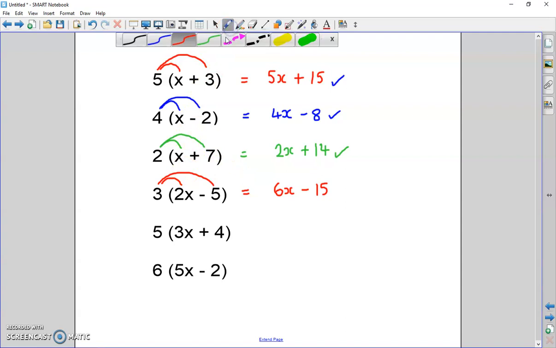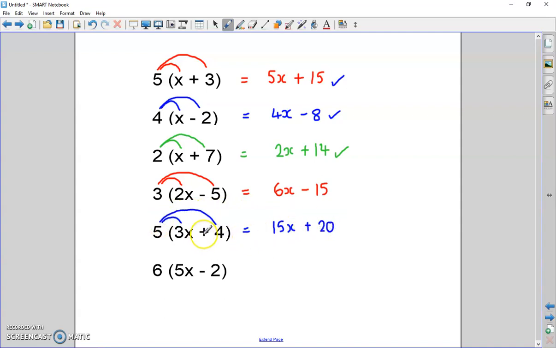Then we've got 5 lots of 3x. 5 times 3 is 15, so 5 lots of 3x is 15x. 5 lots of 4 is 20, and it's plus 4, so it's plus 20 there. And then the last one for this little set, 6 times 5x, 6 lots of 5 are 30, so 30x, and then 6 lots of minus 2, well 6 times 2 is 12, so 6 times minus 2 is minus 12, okay? And all of those, you'd leave them like they are. You are just expanding the brackets, okay? It means to multiply everything inside the bracket by the number on the outside.